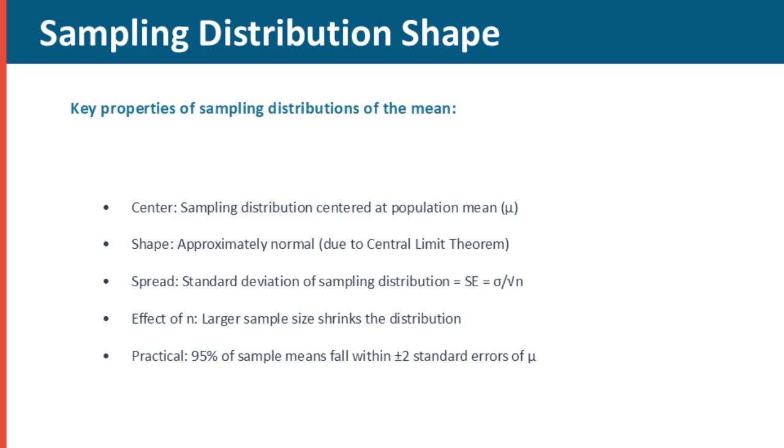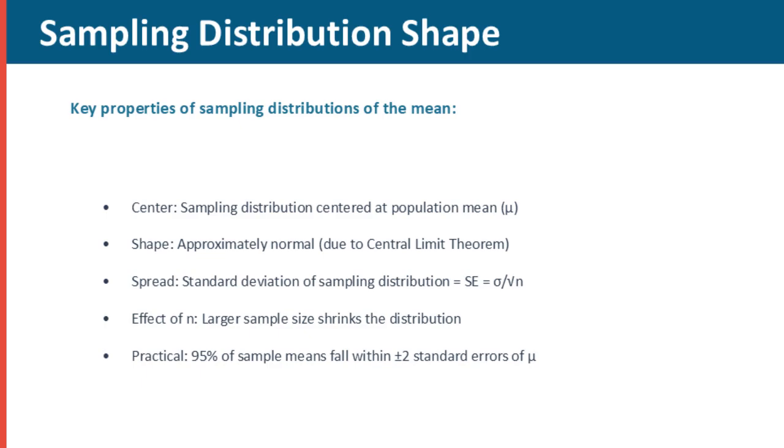Now talking about the spread, the standard deviation of the sampling distribution is the standard error, right? So standard error is nothing but standard deviation divided by square root of the sample size. This measures how much sample means vary. Effect of sample size, right? Larger n shrinks the sampling distribution. So the distribution becomes taller and narrower, and the sample means cluster tightly around the population mean, mu.